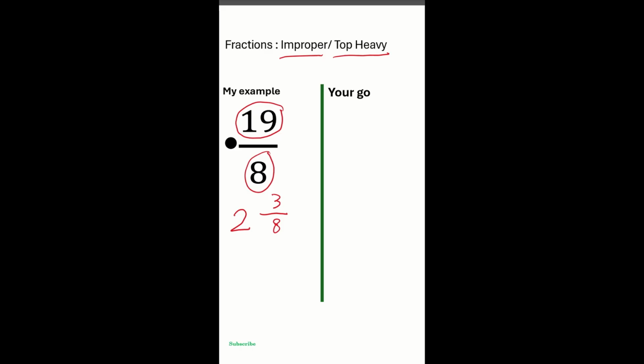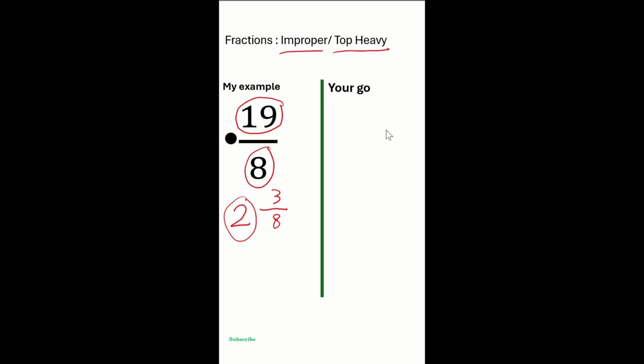If I want to check that my answer is correct, I look at the whole number. It's 2. It has 2 8s, so 16. 16 adds 3, that's 19. Now I want you to try the same method here and see what you will get when you turn this top-heavy fraction into a mixed number.